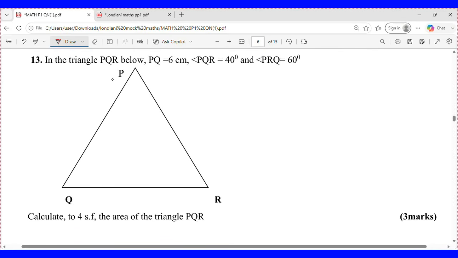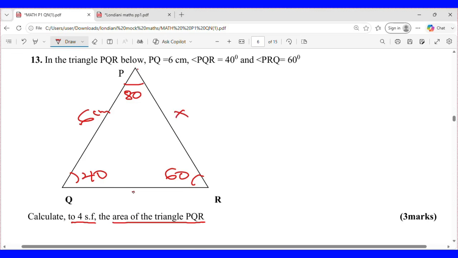Number 13, in a triangle below, we are given that PQ is 6 centimeters, P is 80 degrees, Q is 40 degrees, then R is 60 degrees. Because a triangle should have 180, R is 60. Calculate to four significant figures the area of the triangle. We have been given one side and these two angles, so we can get this side.